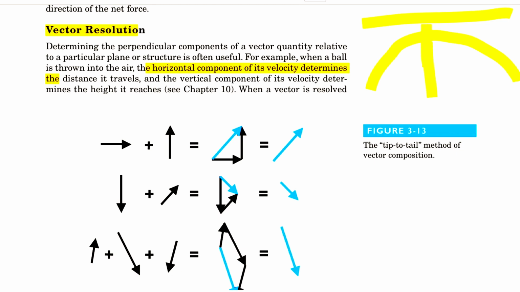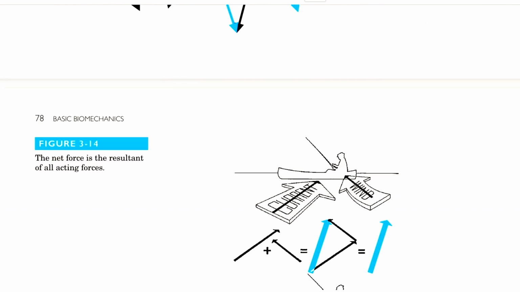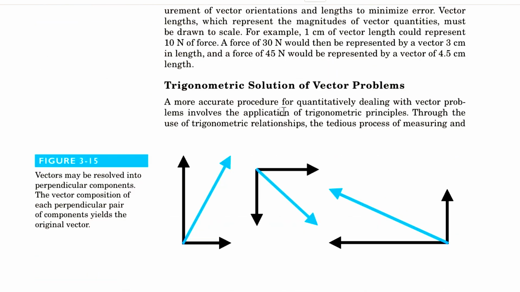Before starting, let me scroll down and show you how it looks. Figure 3.15 shows the vector and its two perpendicular components. You can see here, this is the vector and these are the new components that form: this is the vertical and this is the horizontal. Simple as that.